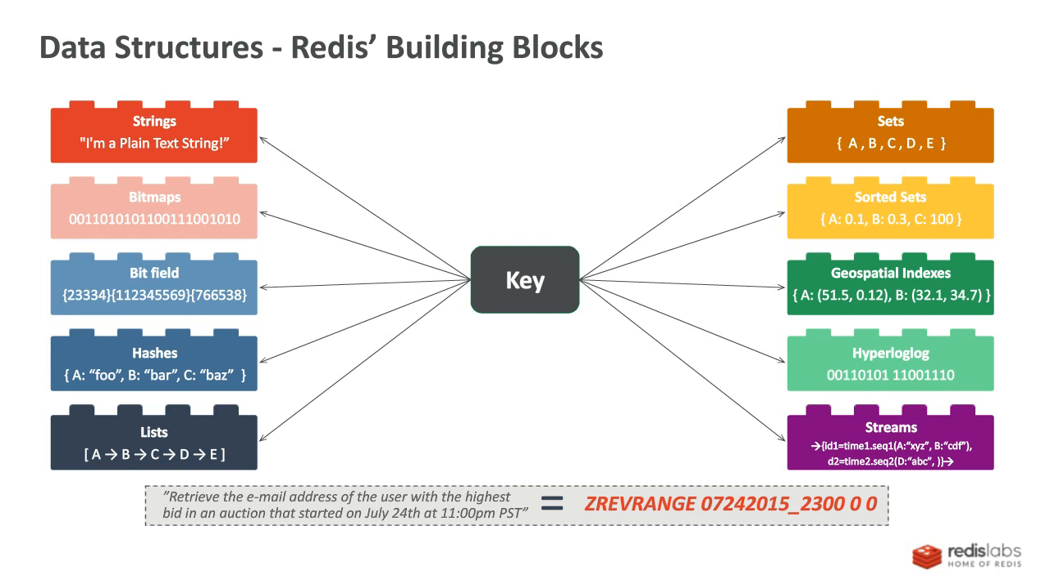Then there are others like geospatial indexes and HyperLogLog, but the one that we'll also talk about today is something called streams, which is used for an event-based architecture, which is one of the things that we saw as the trends earlier during the presentation.